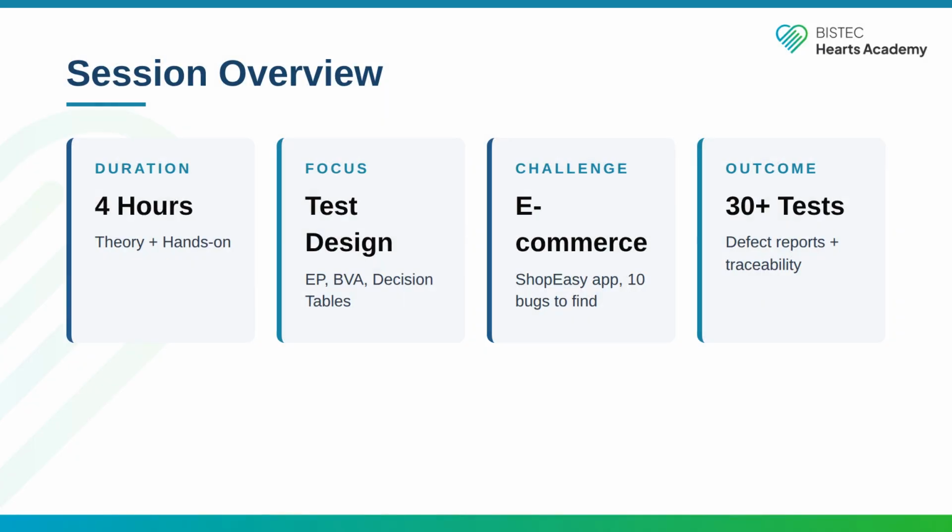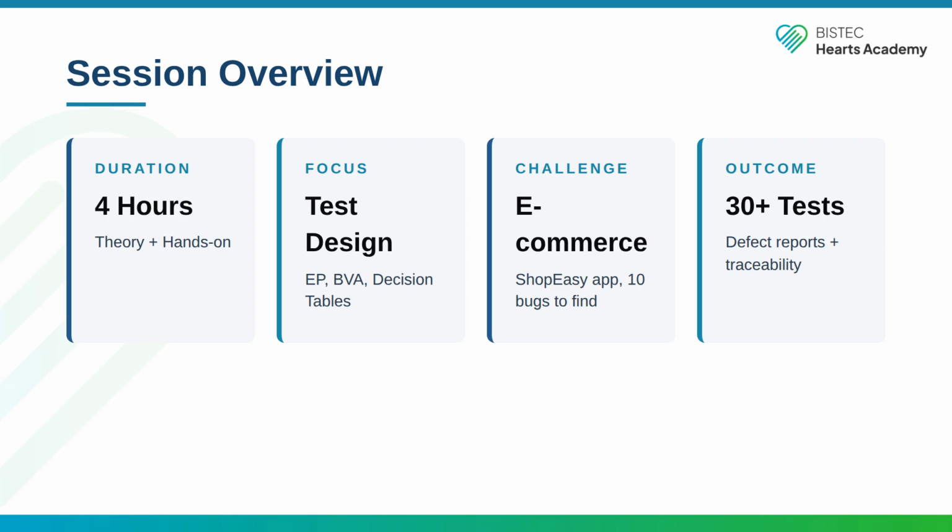Let us look at how today is structured. We have 4 major blocks. First, a focused theory section covering test design techniques, equivalence partitioning, boundary value analysis, and decision tables. These are your primary tools as a QA engineer.